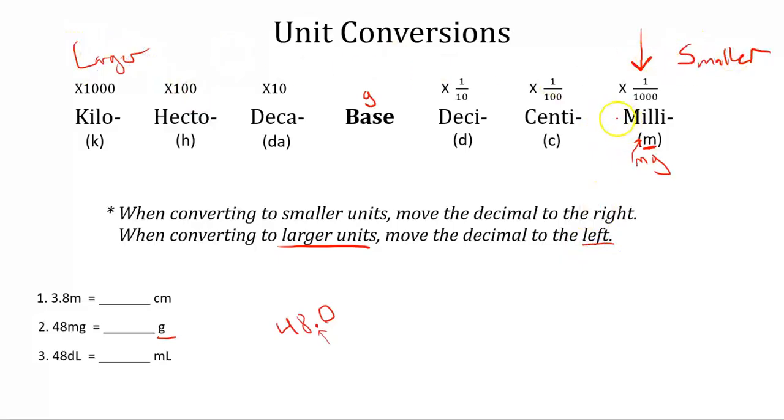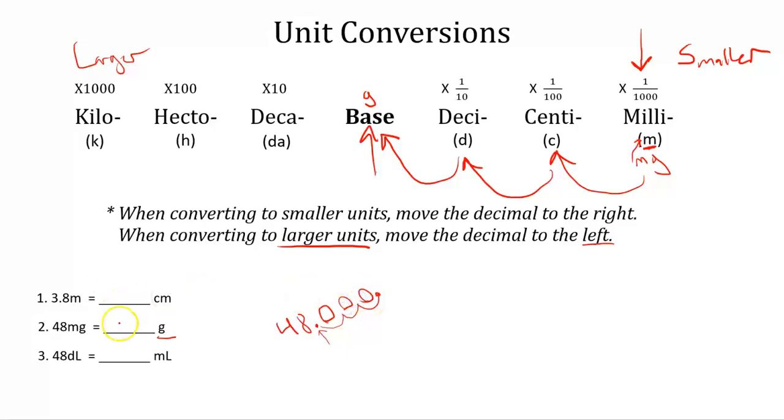How many times do I move the decimal? Well, that depends on how many columns up on this convention I go. So I'm trying to get to the base, which is gram. I'm starting with milligrams, so I got to go 1, 2, 3 spots to get to the base. So I'm going to take this, I'm going to go 1, 2, 3. Fill it in with zeros.